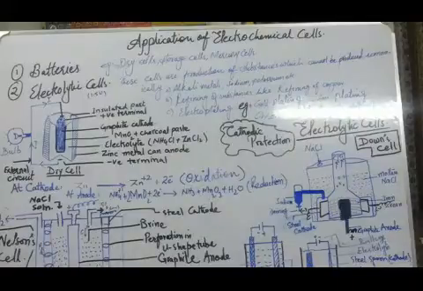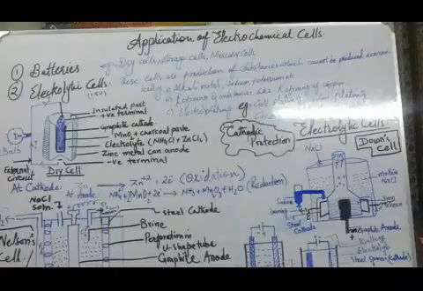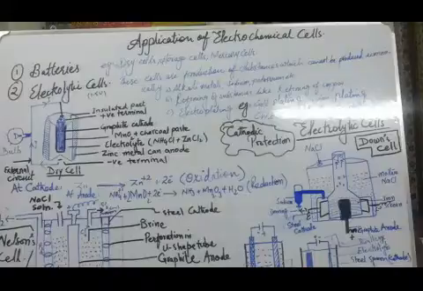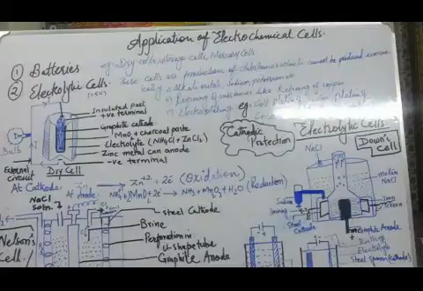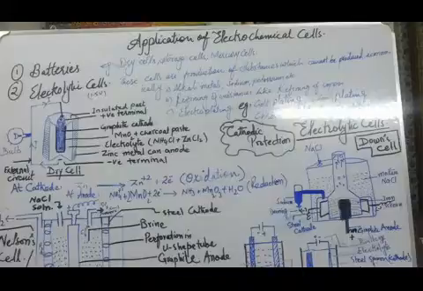Now come over to the function of batteries. Batteries are used for the production of electricity. They are placed in the circuit. When part of the circuit is connected to the negative terminal of the battery and another part of the circuit is connected to the positive terminal of the battery, the current flows due to the potential difference.